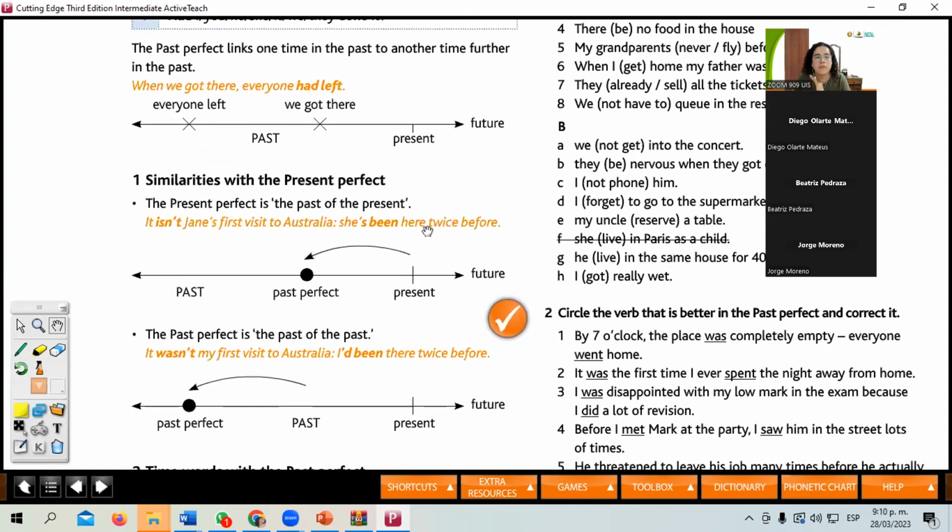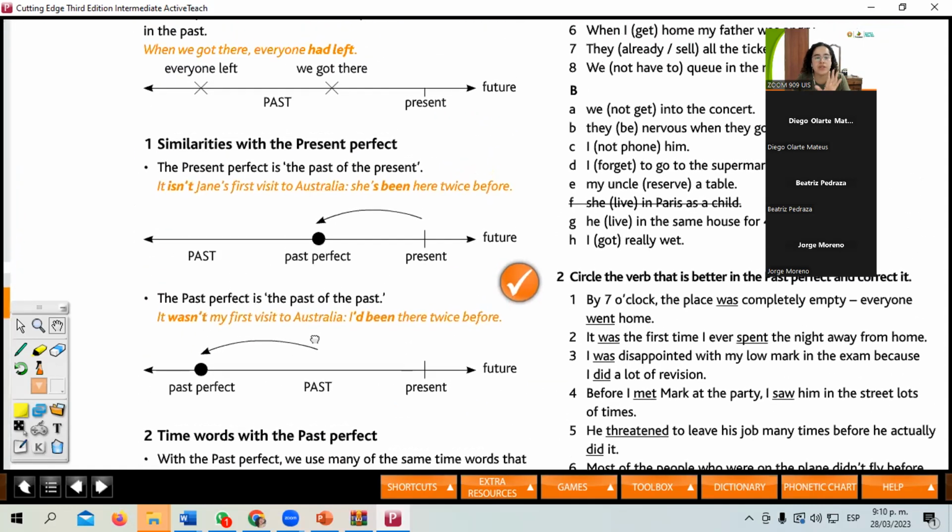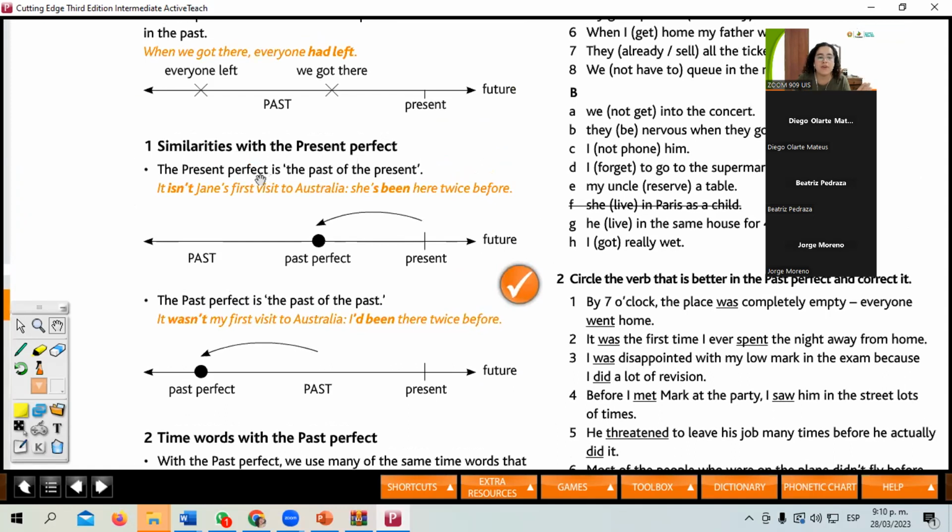Okay? So please remember the differences between the present perfect and the past perfect. The present perfect is the past of the present. Ese tiempo que ya hemos visto, el presente perfecto es el pasado del presente. Podemos decir, she has been here twice before. Jane ha estado en Australia 2 veces antes. Estamos hablando del pasado, de algo que está en el presente y que puede ocurrir en el futuro, ¿no? This is the present perfect.